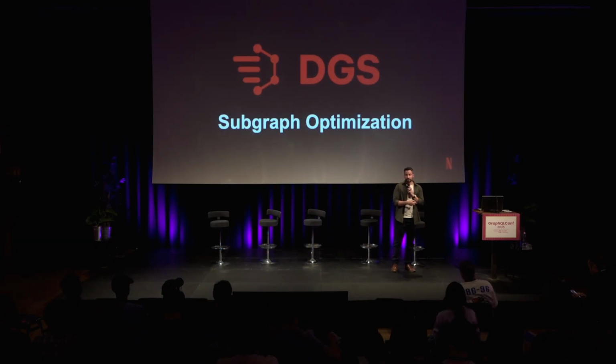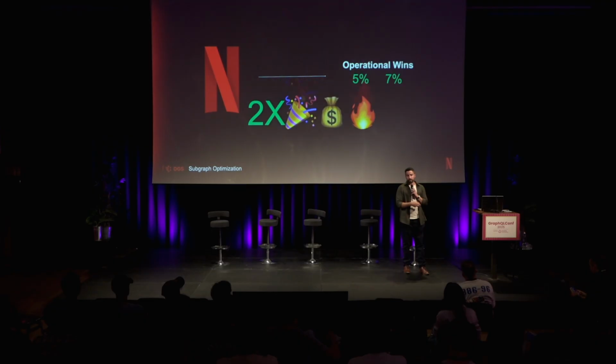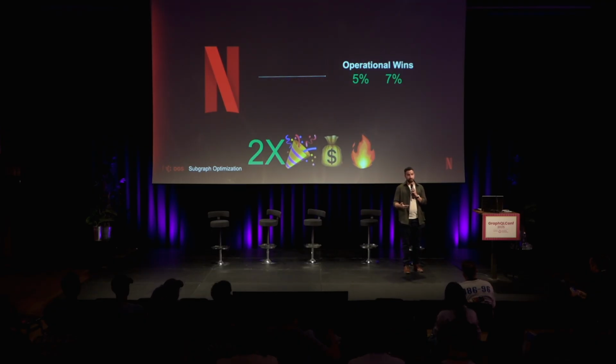Now, if we look at the subgraph side, at a company like Netflix, it's tough to find operational wins at scale. Maybe you get a 5% win here, a 7% win there, but this particular optimization actually doubled the efficiency of our entire fleet. So a 100% increase in performance. It was really cool to see that. It's hard to find an optimization of that magnitude. And I think you'll be surprised by the code that was related to that particular issue.